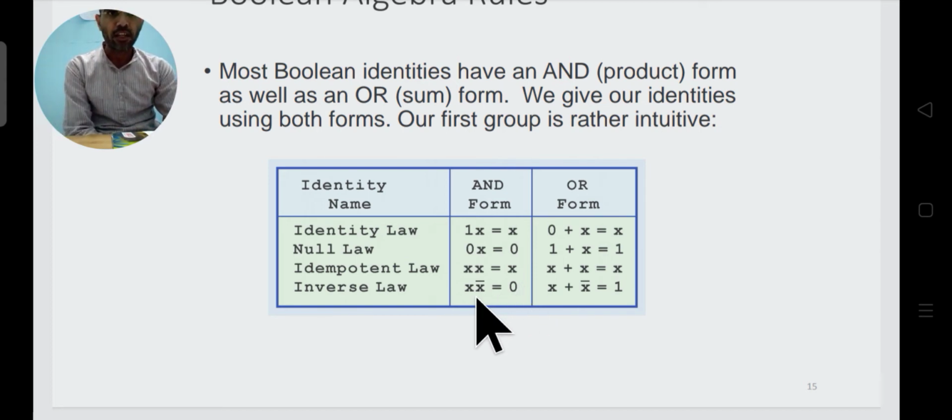Then the other identity is x dot x bar. If you take x as 1, its complement will be 0, so the answer will be 0. If you take x as 0, its complement will be 1, so the answer again will be 0.